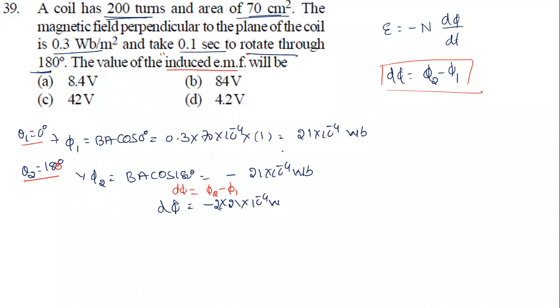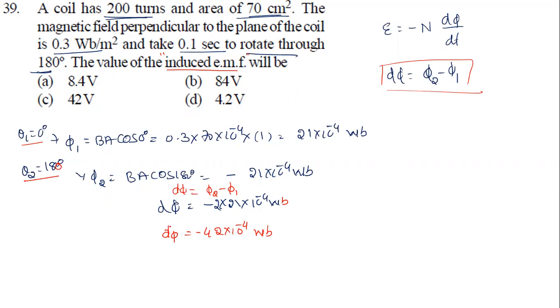So if you do this, you get minus 2 times 21 into 10 power minus 4. It will become minus 42 into 10 power minus 4 Weber. That is the change in flux.